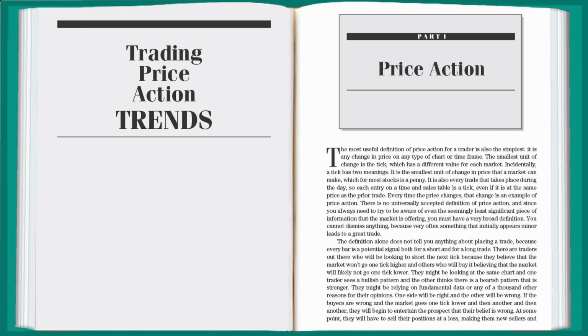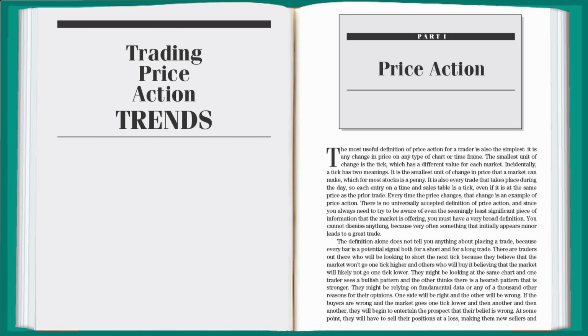Part 1. Price Action. The most useful definition of price action for a trader is also the simplest. It is any change in price on any type of chart or time frame. The smallest unit of change is the tick, which has a different value for each market. Incidentally, a tick has two meanings. It is the smallest unit of change in price that a market can make, which for most stocks is a penny. It is also every trade that takes place during the day, so each entry on a time and sales table is a tick, even if it is at the same price as the prior trade.